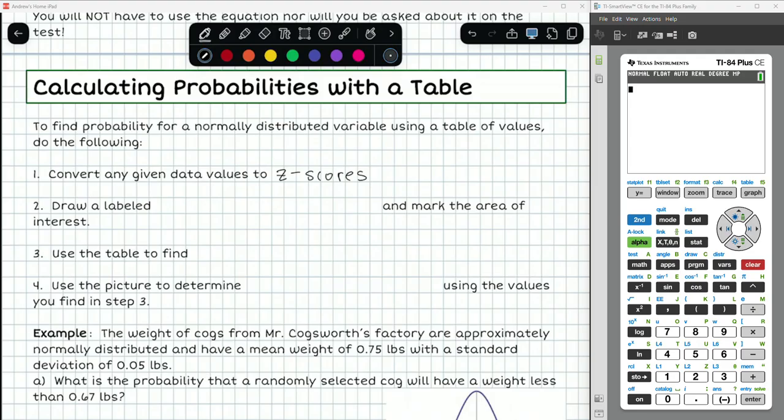Next, we need to draw a labeled standard normal curve. And we need to mark the area of interest. And remember, when we say labeled, we've labeled the axis as z, we've marked the mean in the middle, we've marked 3 standard deviations out in each direction, and we've labeled them with appropriate numbers, which for standard normal would be 0 in the middle, and then 1, 2, 3 out in each direction.